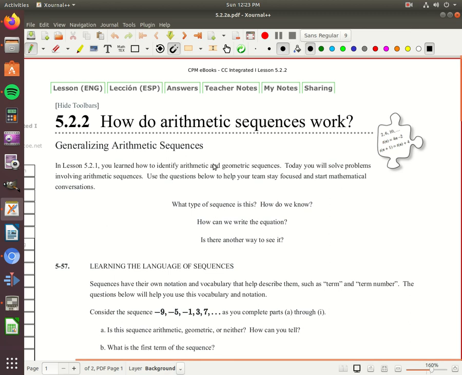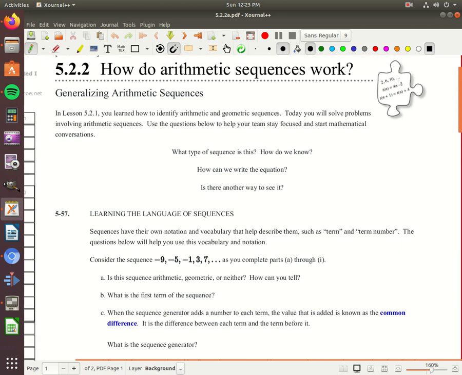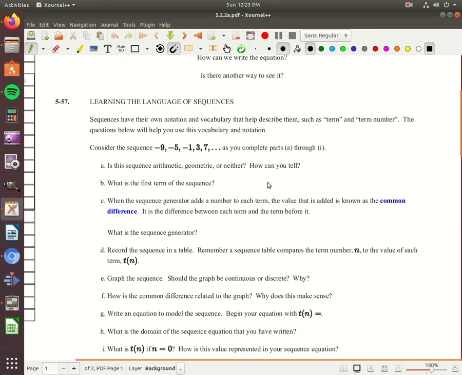Discussion of sequences, now we're going to go with some arithmetic sequences. And if you'll remember, that means that they add or subtract. They have a common difference. So learning the language of sequences. Sequences have their own notation and vocabulary that help describe them, such as term and term number. The questions below will help you use this vocabulary and notation.